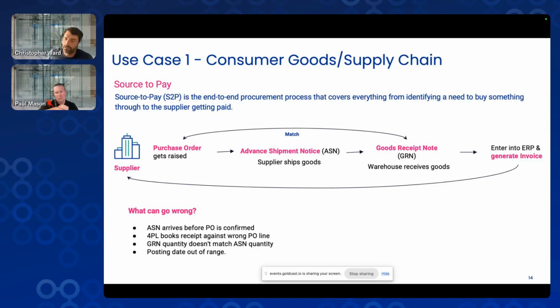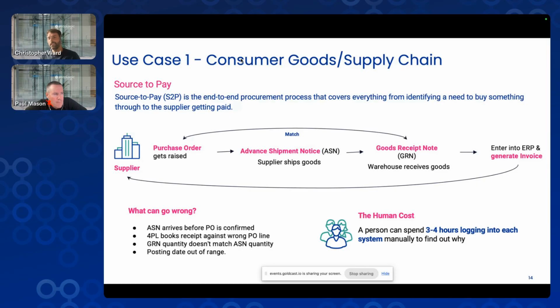So what can go wrong? I touched on it there. The ASN can arrive before the purchase order is actually confirmed and actually paid back to the supplier. The goods receipts can oftentimes have the wrong purchase order line as well. So there's again a breakdown in the continuity of the process. The quantity of the goods for the goods receipt doesn't match the advanced shipment notice as well. And sometimes the posting date can be out of range as well.